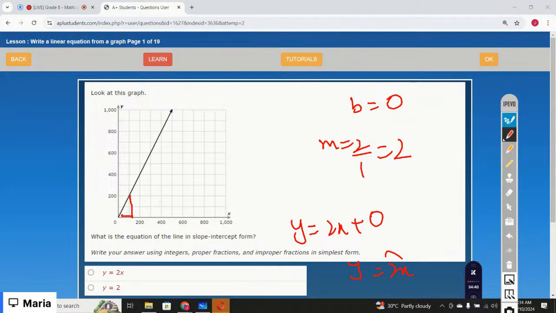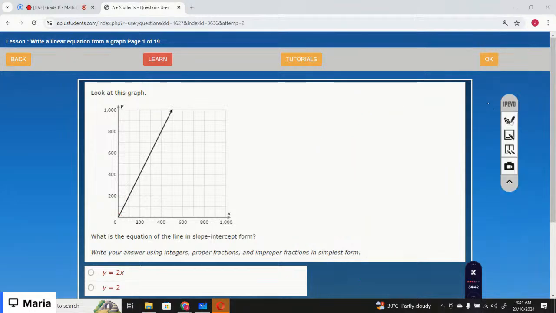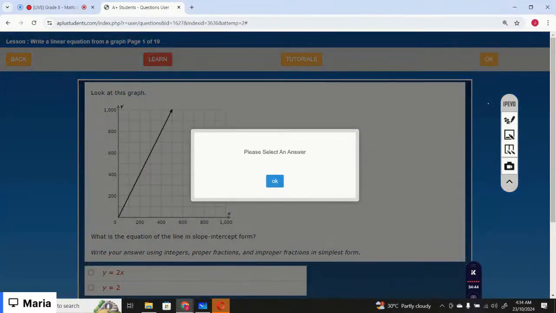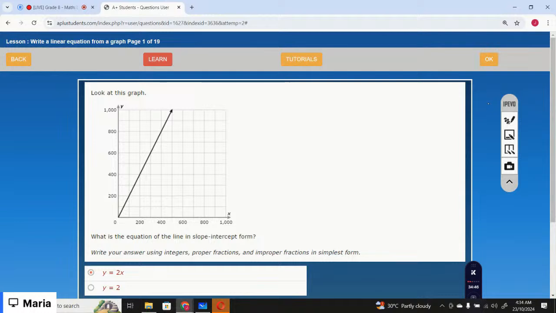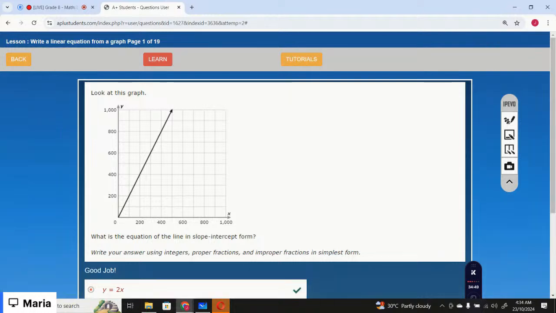Okay, so let's just start with the test questions. Next one, right? The correct option is y equals 2x. Let's just move on to the next one.